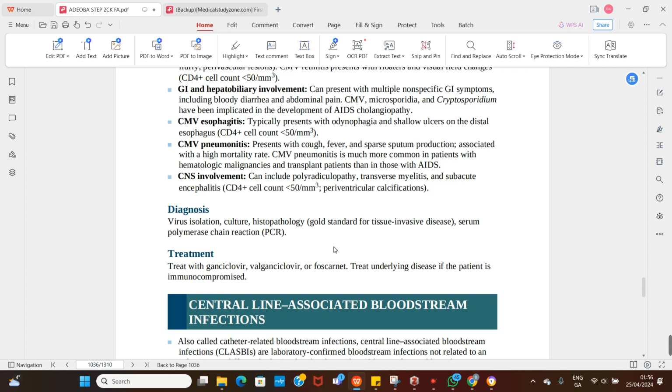So how do you treat? You use your ganciclovir, your valganciclovir, your foscarnet. So beware of foscarnet in people with renal failure. You know, renal failure, foscarnet. Foscarnet can cause renal issues. So ganciclovir is usually first line, then you can use ganciclovir or foscarnet.